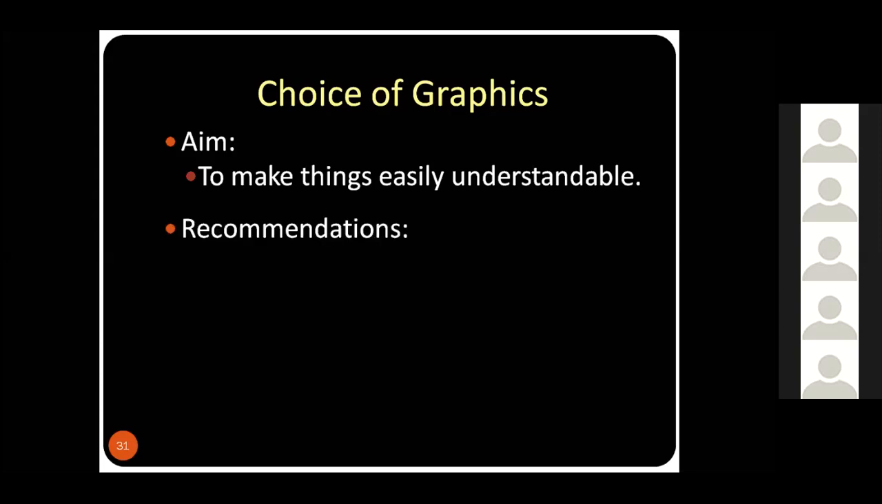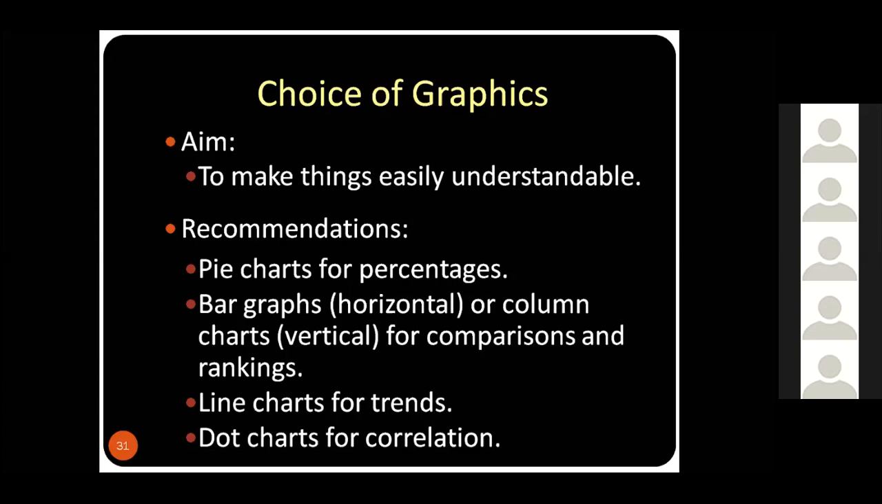The recommendation: you use pie chart for percentages, bar graphs horizontal or column chart vertical for comparison and rankings, line chart if you have to show the Glasgow scale of the patient for the last 7 days. For the trend, line chart would be the beautiful thing to show, and dot charts for correlation. What is the correlation between survival after injury and age? You have to use the dot chart. So if you use these charts and graphs instead of just writing the text and the numbers, it looks much better in your presentation.